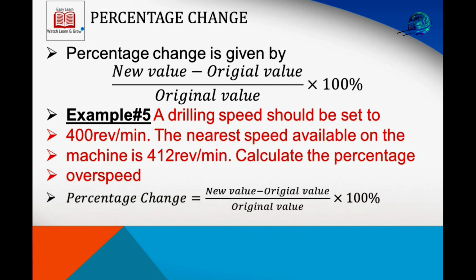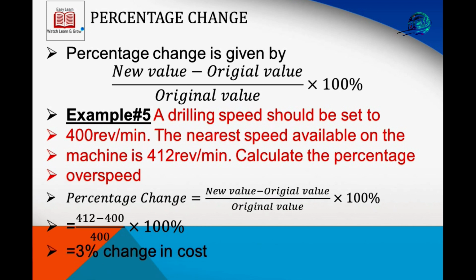Because we have already crossed the rated speed, the formula is again the same. This is the new speed and this is the previous speed. The new speed is 412, the previous speed is 400, divided by 400, multiplied by 100, and the answer is 3%. I have already overspeeded by 3%.